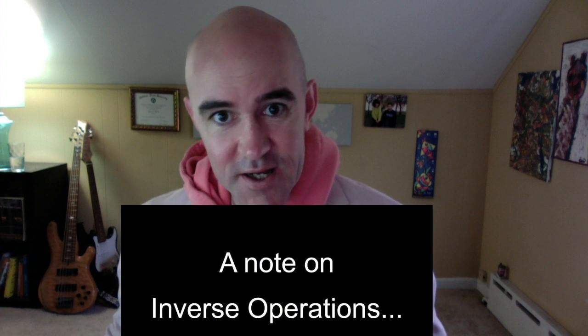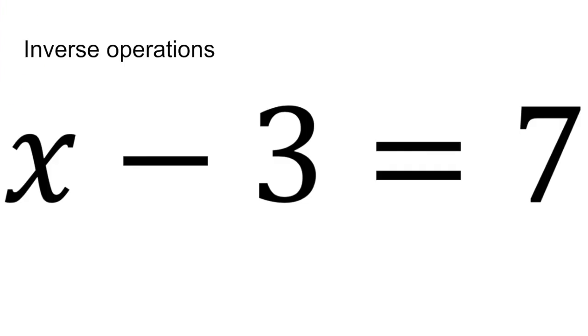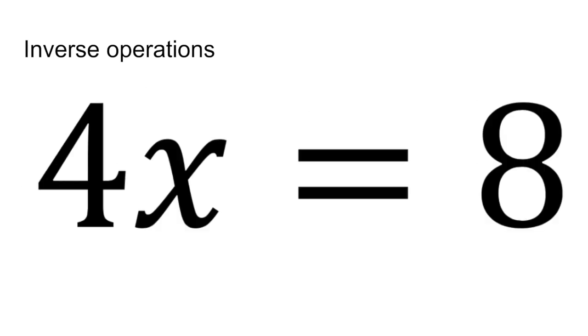All right, let's talk a little bit about inverse operations. If we have an equation like this, we can isolate the x term by using the inverse of minus 3, meaning we could add 3 to the left and the right. When we do, we would get x equals 7 plus 3, or x equals 10. Here's another inverse operation. When we have 4x equals 8, we have x times 4 on the left. The inverse of times 4 is divided by 4. So we divide both sides by 4, and we get x equals 8 over 4, which is equal to 2.